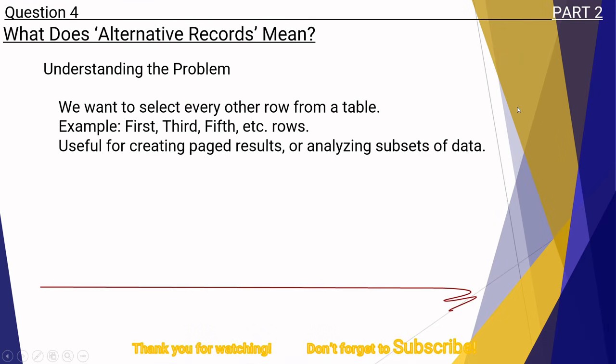By alternative records, we mean selecting every other row from a table. For example, we might want the first, third, fifth and so on. This can be useful when dealing with paged results or sampling data.